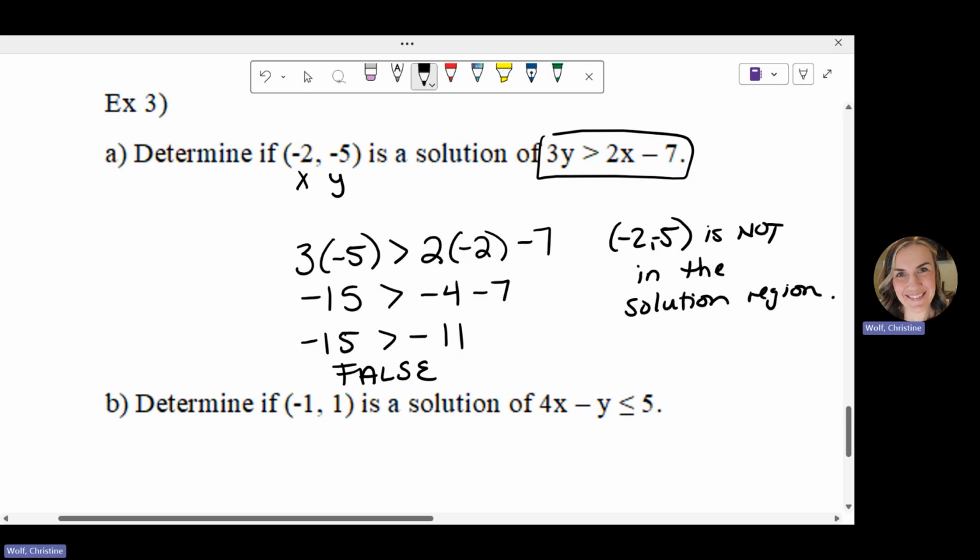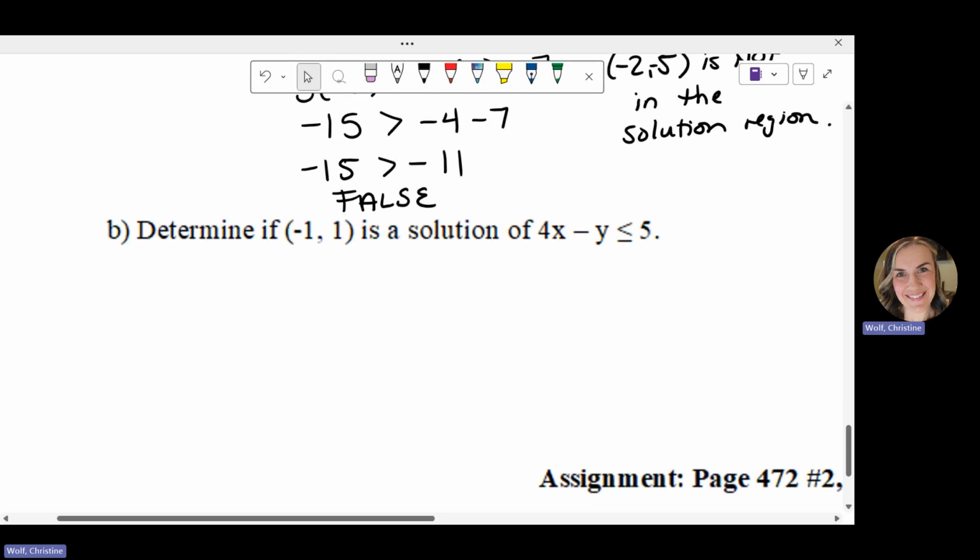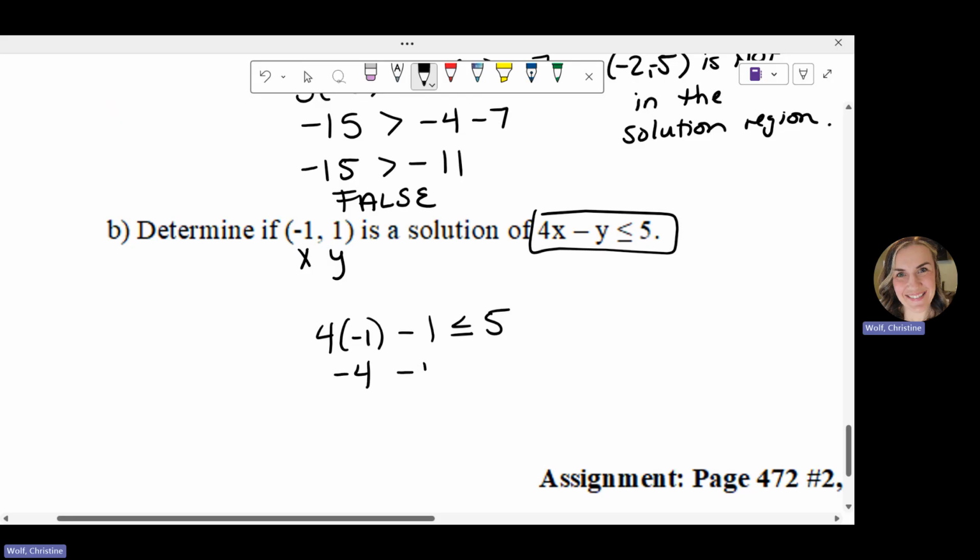Okay, let's do one more like that and then we're all done. This time I'm giving you negative 1 and 1, and we're going to use this guy. You don't need to isolate or anything, just plug in as is. So 4 times x, but x is negative 1, minus y, so just minus 1, is less than or equal to 5. So I would have negative 4 minus 1. Don't move stuff around. Like, don't go plus 1, plus 1. That's if you're solving for something. We are not solving for anything here. We have no variables. So don't move stuff around.